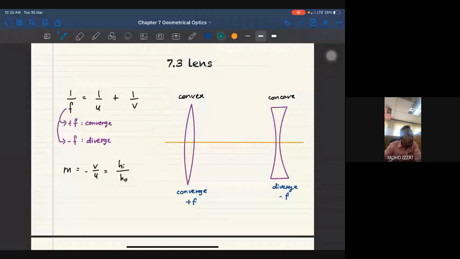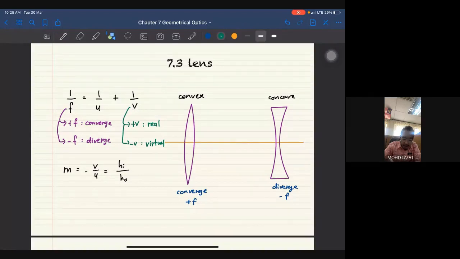And then for V, kalau U for your syllabus is always positive, right? In real life dia ada positive and negative, but for your syllabus you only focus on the positive. Okay, for the V, we still have the positive and negative. Kalau positive V maksudnya apa? The image is real. Kalau negative V, image is virtual. Okay. So if you memorize these properties, dia memang exactly the same with the mirror. But if you memorize based on its name, dia akan terbalik sikit lah.